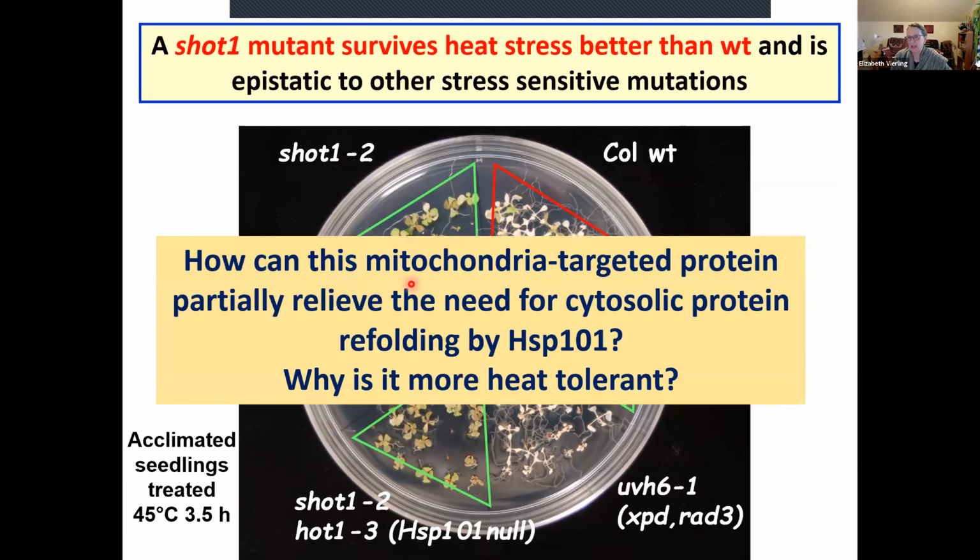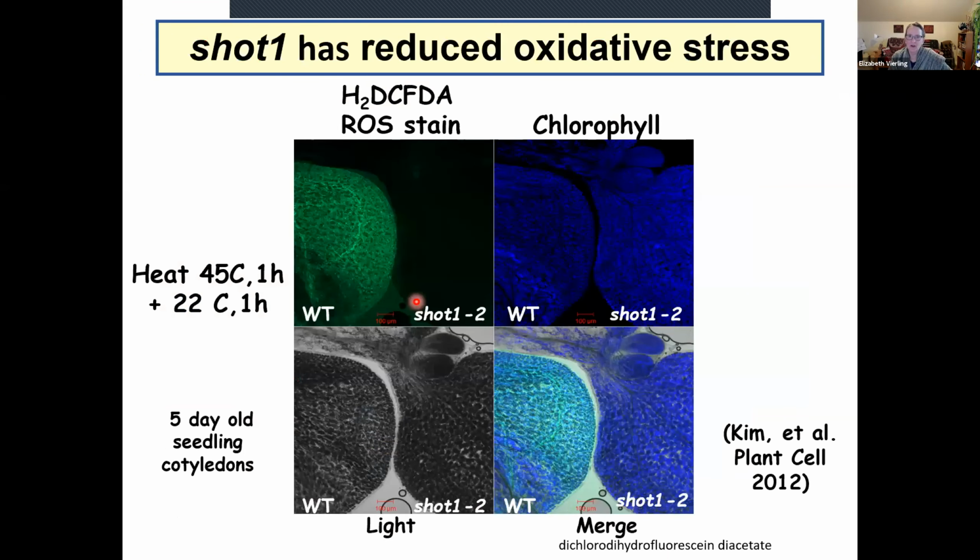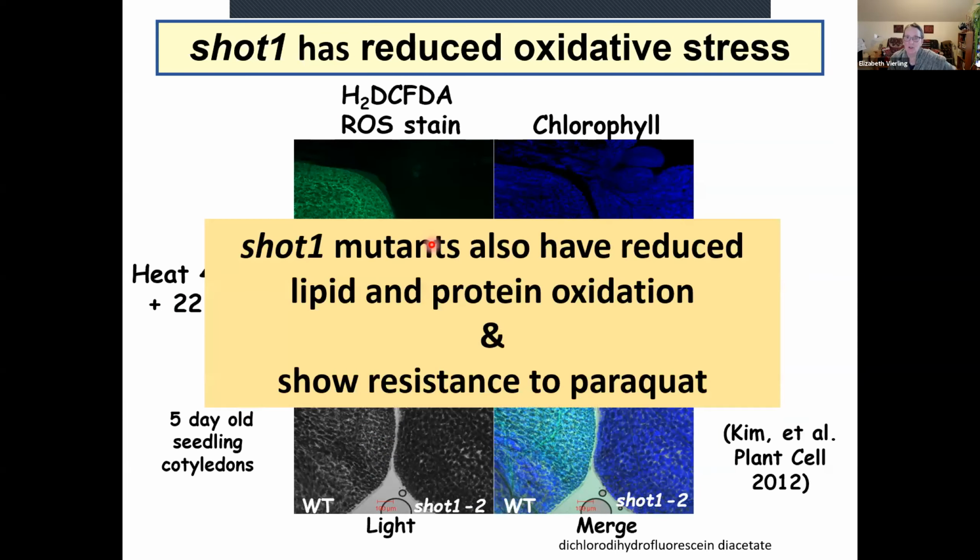So we wanted to ask the question, how can this mitochondria targeted protein partially relieve the need for cytosolic protein refolding by HSP101? And why is it more heat tolerant? It turns out that after a lot of work by Min-Soo Kim in the lab, our main conclusion is that the reason SHOT1 is more heat tolerant is that it has reduced oxidative stress. You can see that here with the ROS stain, the wild type showing a large amount of reactive oxygen species in the absence of any staining in SHOT1. SHOT1 mutants also, we were able to show, have reduced lipid and protein oxidation, and they also show resistance to paraquat, an oxidative stress agent.